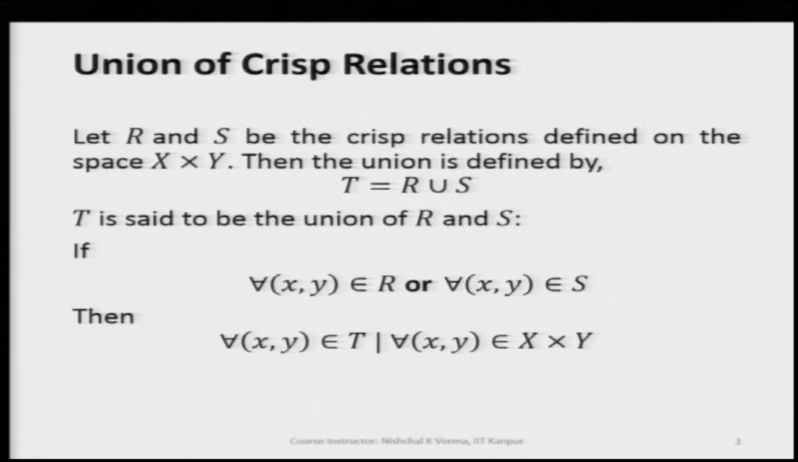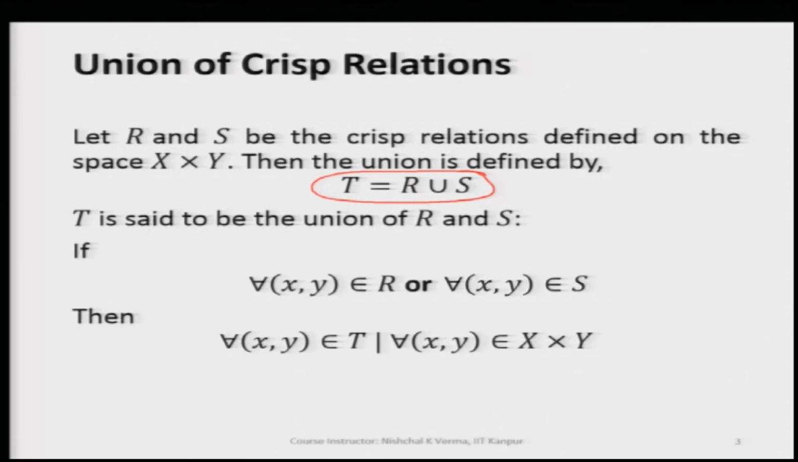If we have two crisp sets R and S, and these sets are relation sets, in other words, R and S are crisp relations defined on the space capital X cross Y, then the union is defined by another crisp set T, which is equal to R union S. This T is said to be the union of R and S, and the set T will contain the ordered pairs as its elements.